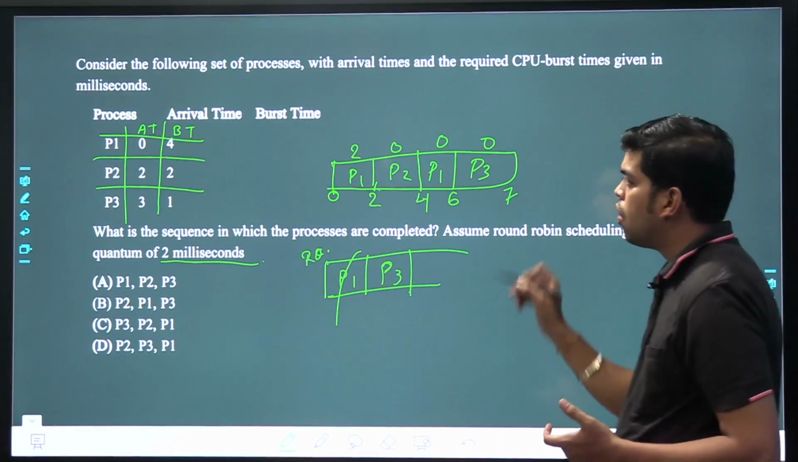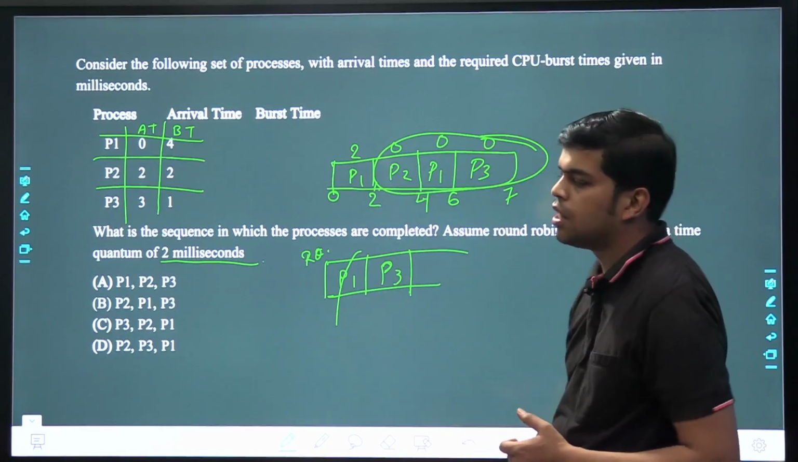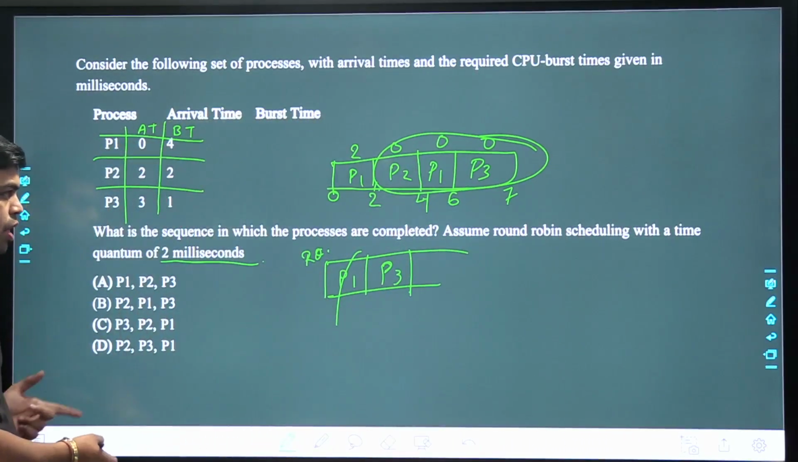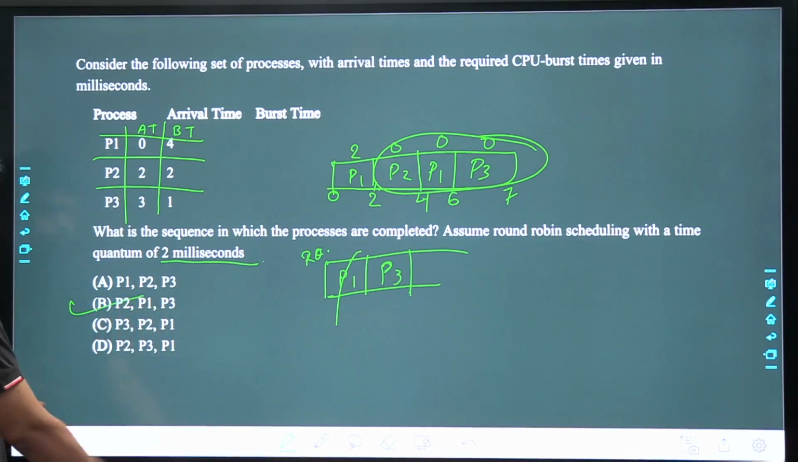That is correct. Order of execution is P2, P1, P3. Last 3 slots will give 3 processes. So P2, P1, P3. B is the right answer. That is a very easy question.